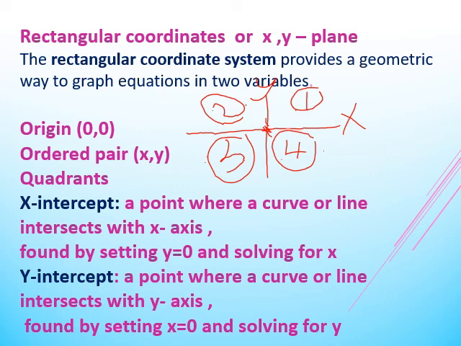Now we have the x-intercept. The x-intercept is the point where the curve or line intersects with the x-axis, and we can get the value of the x-intercept by setting y equal to 0 and solving for x. In the same way, the y-intercept is the point where our line or curve intersects with the y-axis, and we can get the y-intercept value by setting x equal to 0 and solving for y.